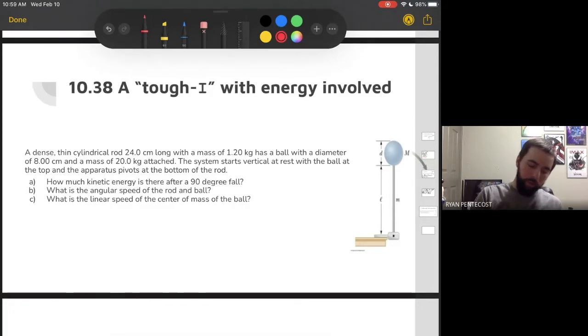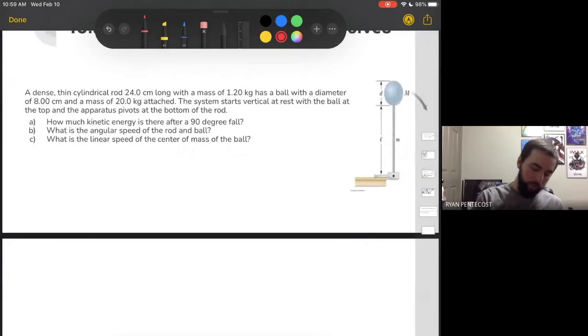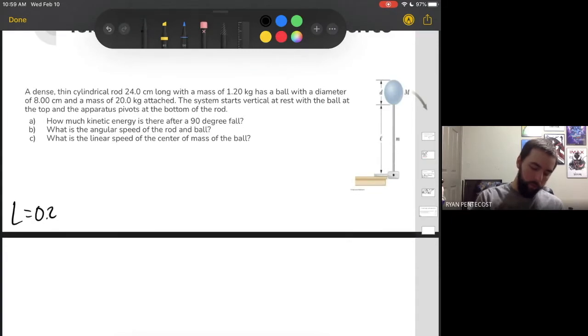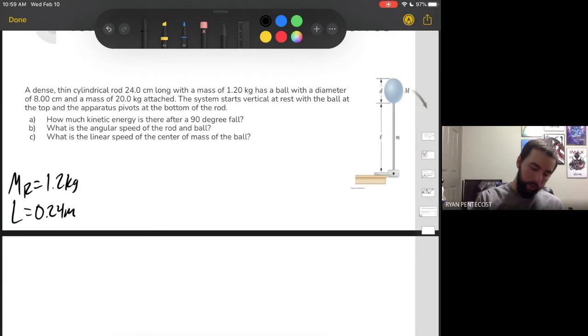So let's get these givens first. The length is 24 centimeters, and I'm going to put that in meters. I'm also going to use a different color. So length is 0.24 meters. Mass, the rod is 1.2 kilograms. Diameter of the sphere is 8 centimeters. And the mass of the sphere is 20 kilograms.